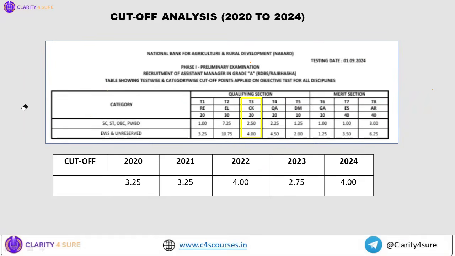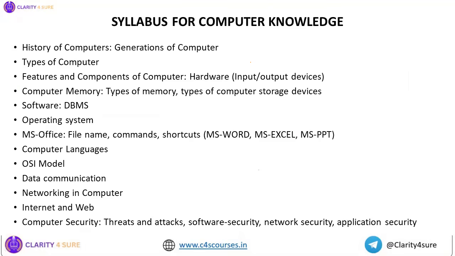All right, okay. So now that we have seen about the cutoff, let's now talk about some of the topics or the syllabus for the computer awareness. You see here first of all about the history. So the first topic here is history of computers, generations of computers, and IBPS loves this topic, generations of computer. Then there is types of computer.